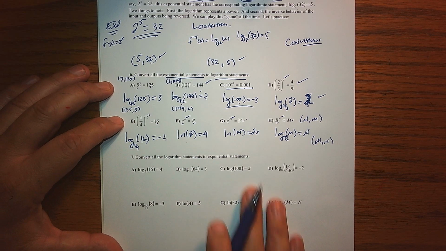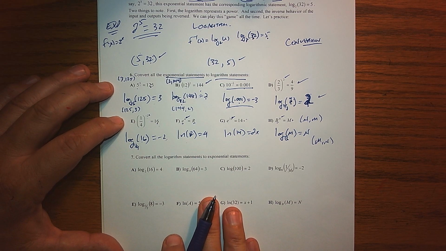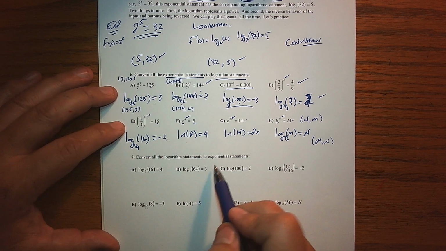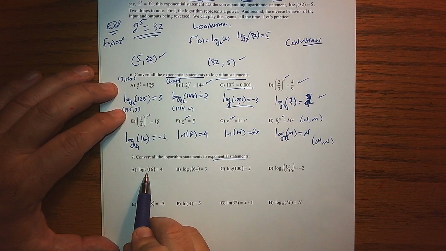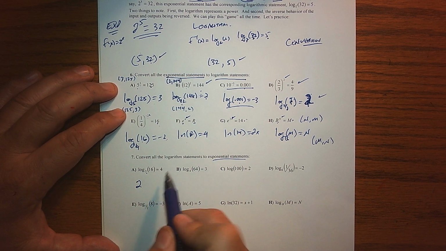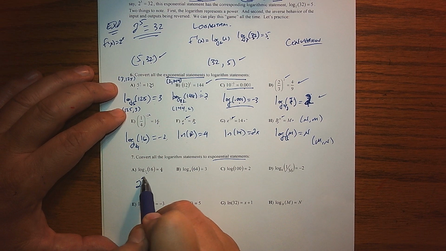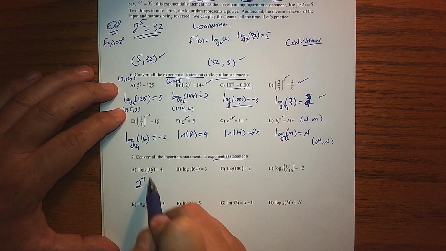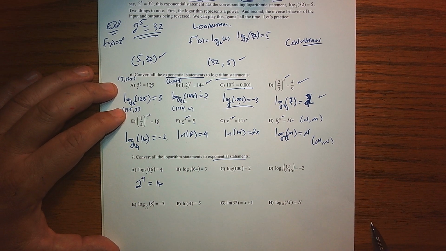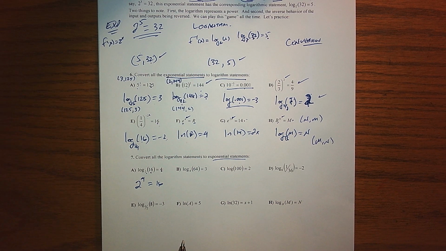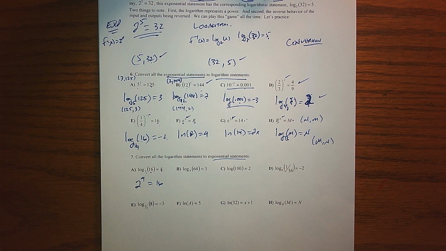Here what I have are a bunch of logarithmic statements. So how do I convert them to exponential ones? Well, the base is 2, so we'll keep that base. 4 is the output, so it becomes the input. 16 is the input, it becomes the output. And it's pretty quick and easy to check that 2 to the 4th power is 16. So logarithmic statement, exponential statement, basically its corresponding one.